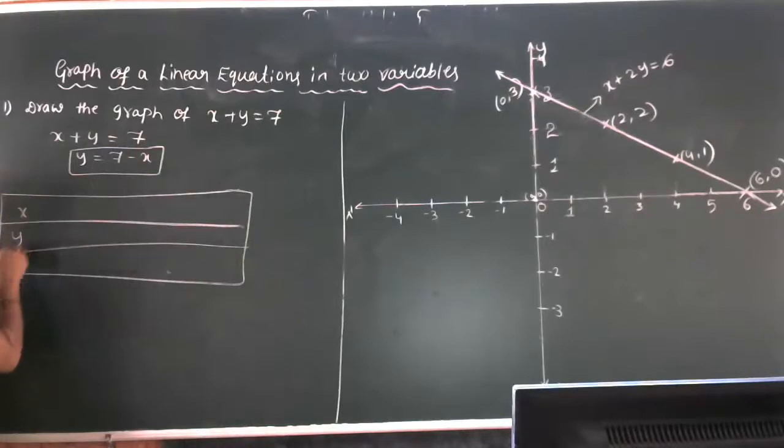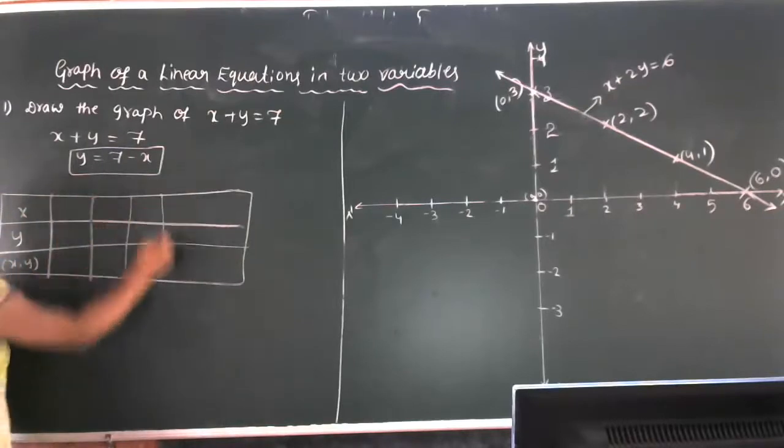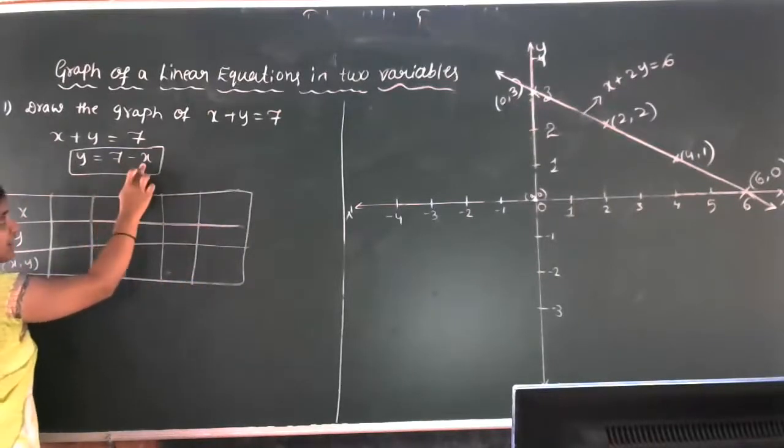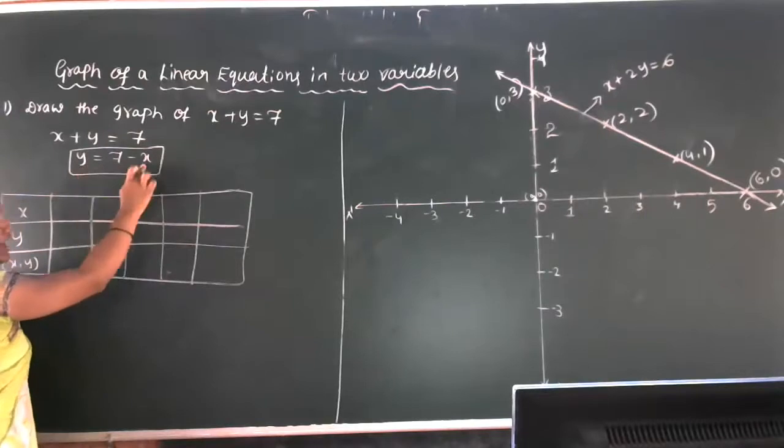x, y, x comma y. 1, 2, 3, 4, 5. Okay. Now you just see, y is 7 minus x. That is the y calculation actually. x you have to choose.